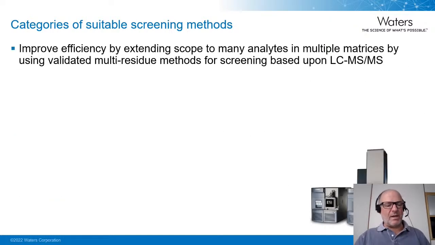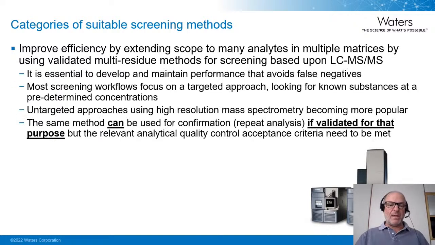Another option growing in popularity for screening is actually to use LC-MS/MS. Now, LC-MS/MS comes into its own when we wish to extend the scope of the analytes for screening to many different analytes from different classes in various matrices. It is essential to develop and maintain performance that avoids false negatives, like any other screening technique. We have a choice. Most screening workflows probably still focus on a targeted approach, looking for known substances at predetermined concentrations. But untargeted approaches using high-resolution mass spectrometry are becoming much more popular.